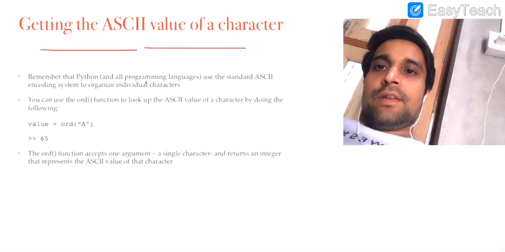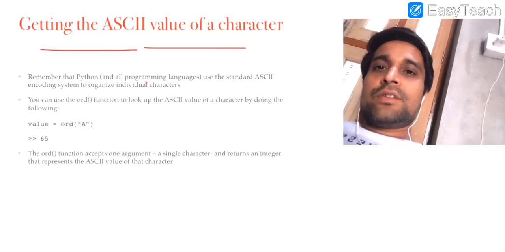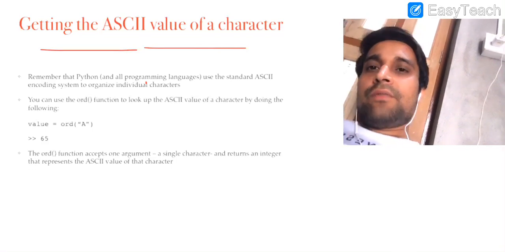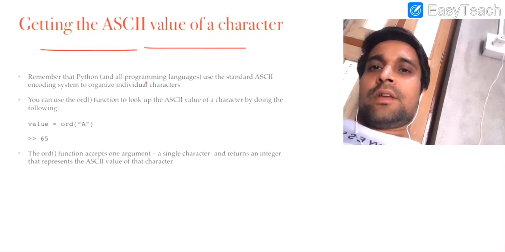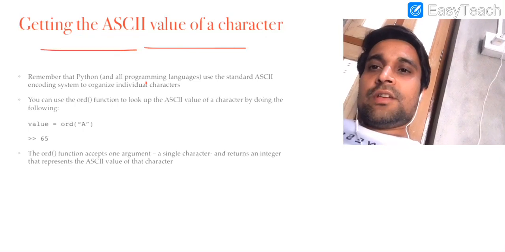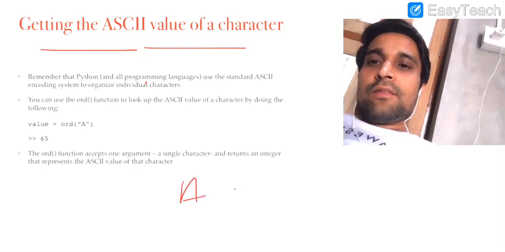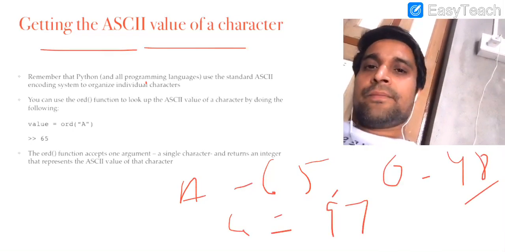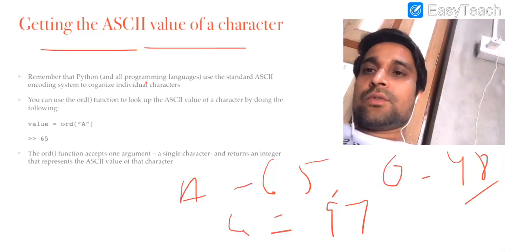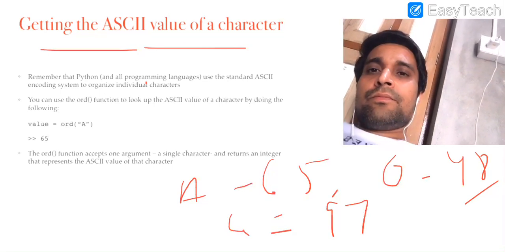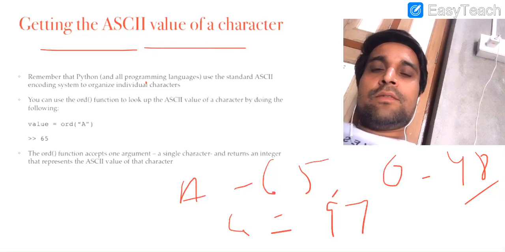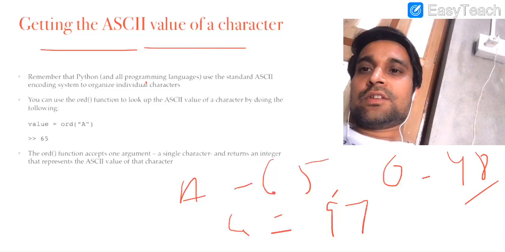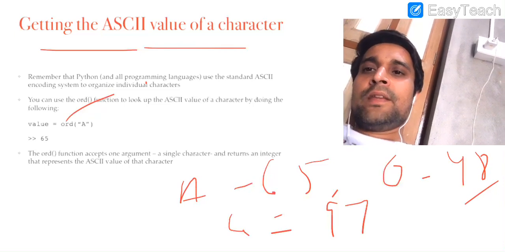Now, getting the ASCII value of a character. ASCII stands for American Standard Code for Information Interchange. Every character has an integral representation in ASCII: capital A has value 65, small a has value 97, 0 has integral value 48, then 1 has value 49, and so on. If you want to check the ordinal or integral value of any character, you can use a predefined function in the standard library of Python, that is ord.